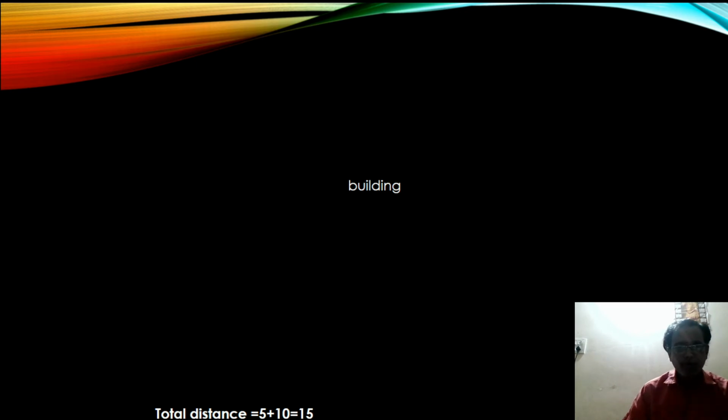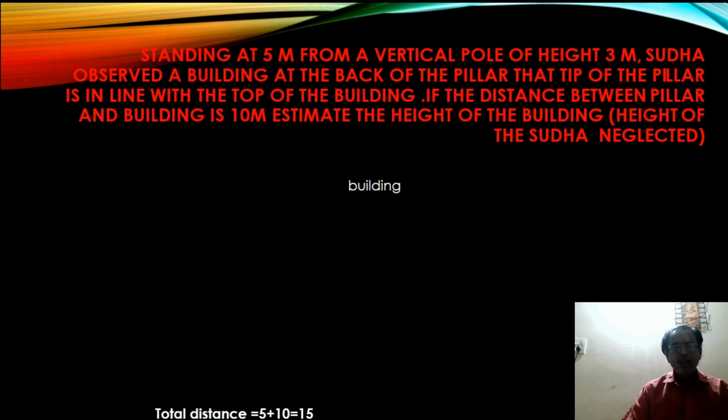Now one more important sum here. Standing at 5 meters from a vertical pole of height 3 meters, Sudha observed a building at the back of the pillar. The tip of the pillar is in line with the top of the building. If the distance between the pillar and the building is 10 meters, estimate the height of the building. The height of Sudha is neglected here. Okay, so let us see the figure here.